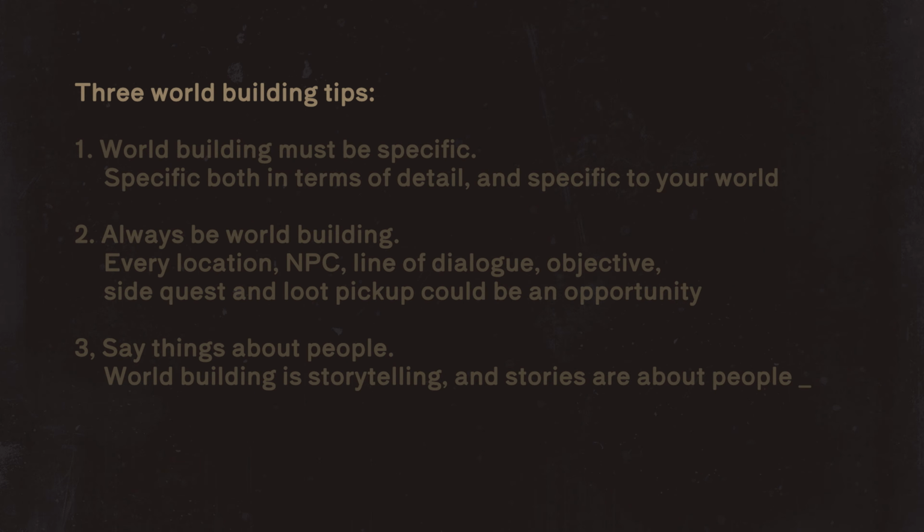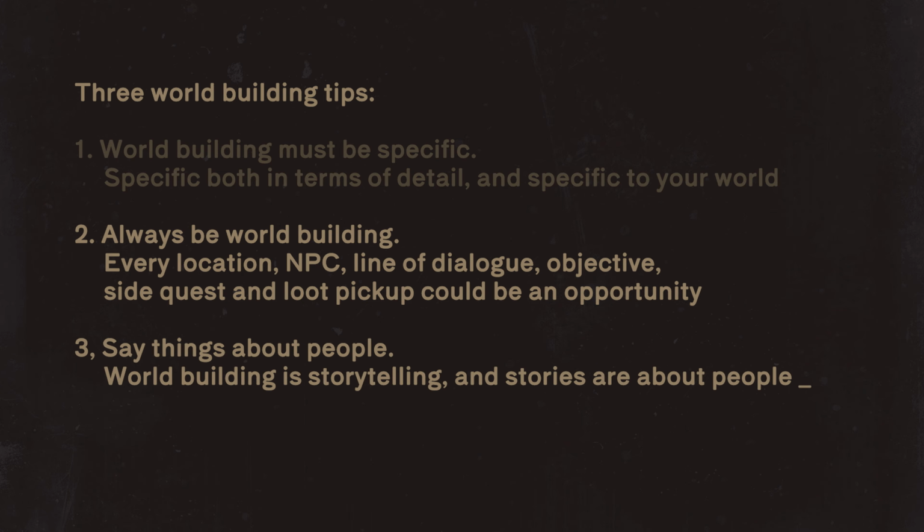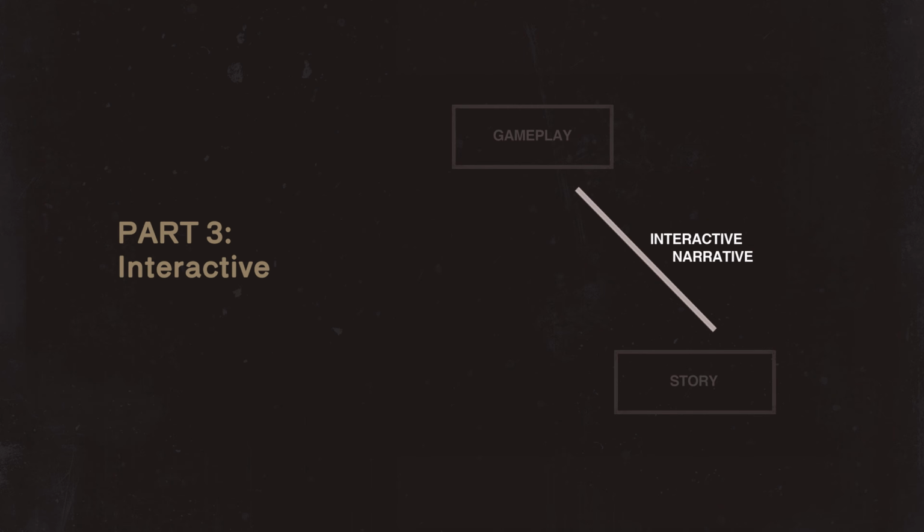So to summarize, these were my 3 points about world building. Point number 1 was that world building should be specific. Point number 2 was that we should always try to be world building, and that almost every aspect of our level design can be seen as an opportunity. And point number 3 was about the importance of saying things about the people in your world, and relating to human ideas in general, to tell a more resonant and meaningful story. So that's the world building section of this talk.